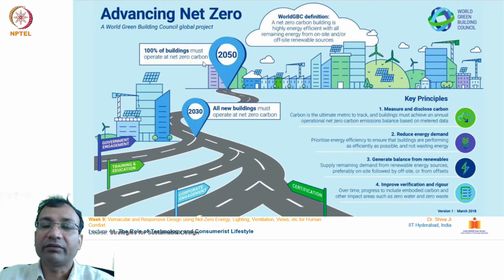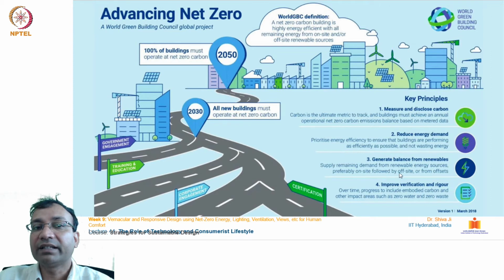So this is a very promising target kept for the year 2050, where all buildings must become net zero energy building projects. And the key principles derived from here: first, measure and disclose carbon. Carbon is the ultimate metric to track, and buildings must achieve an annual operational net zero carbon emission balance based on meter data. Second, reduce energy demand. Prioritize energy efficiency to ensure that buildings perform as efficiently as possible and do not waste energy. Thirdly, generate balance from renewables. Supply remaining demand from renewable energy sources, preferably on-site, followed by off-site or from offsets. Lastly, fourth, improve verification and rigor. Over time, progress to include embodied carbon and other impact areas such as zero water and zero waste. So, not just net zero energy, but zero water and zero waste buildings also.